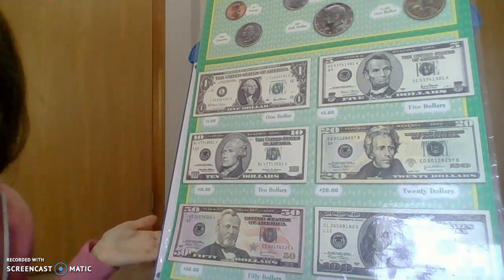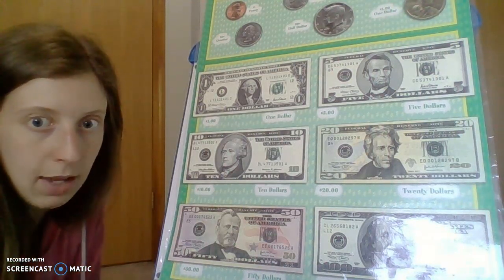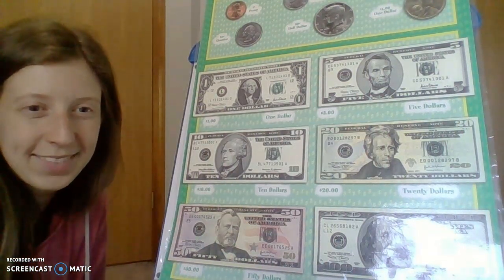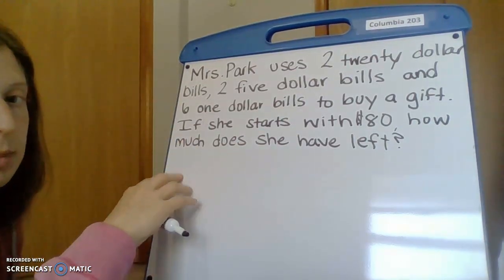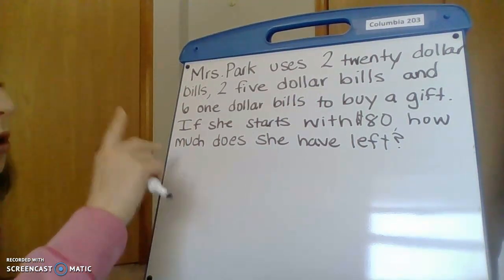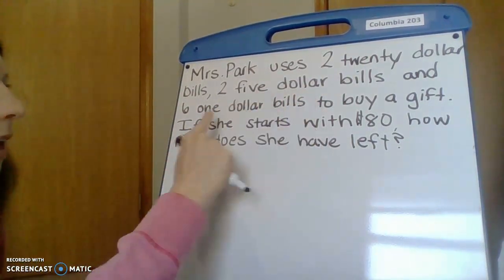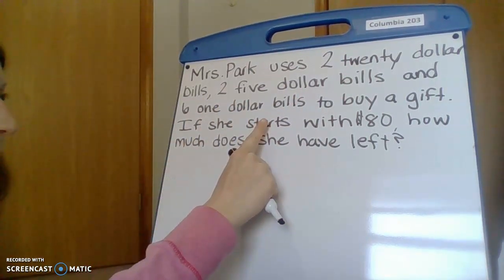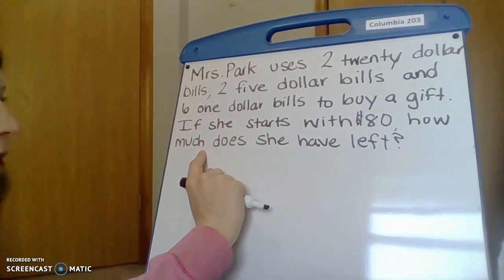So we're going to start by working on a problem, and we're going to solve it, and I'm going to write it on the board right now. So I have the problem written on the board. It says Mrs. Park uses two $20 bills, two $5 bills, and six $1 bills to buy a gift. If she starts with $80, how much does she have left?